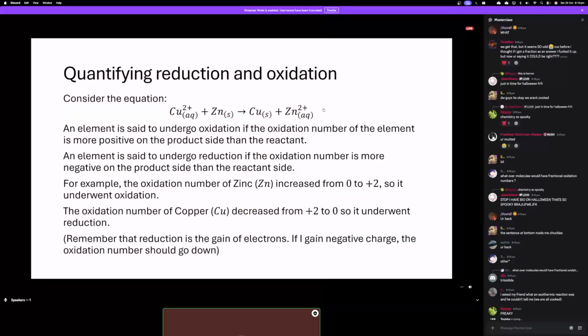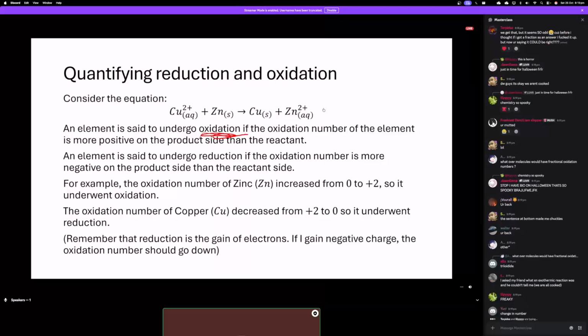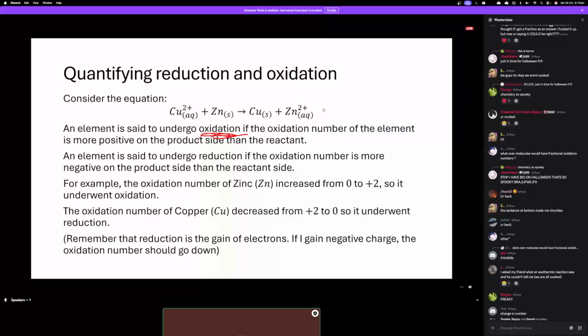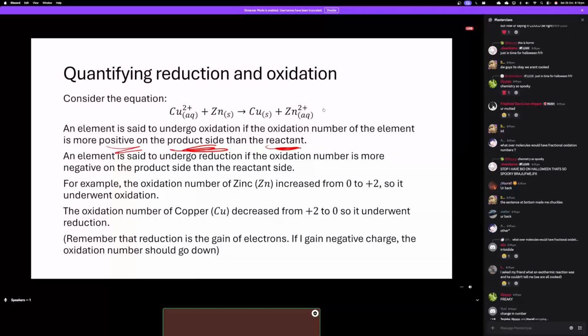A species is oxidized or undergoes oxidation if the oxidation number is more positive on the product side than the reactant. So it increases from left to right. It goes up, right? That is oxidized. By the exact same logic, it is reduced, undergoes reduction, if the oxidation number is more negative. So it goes down, right?